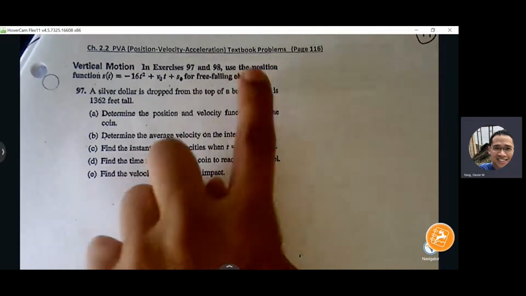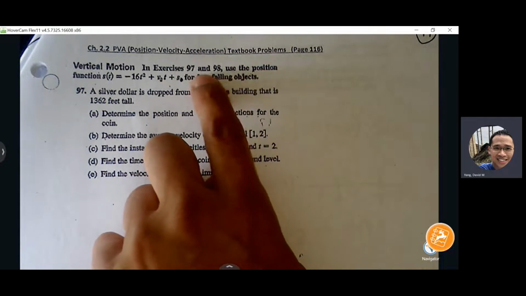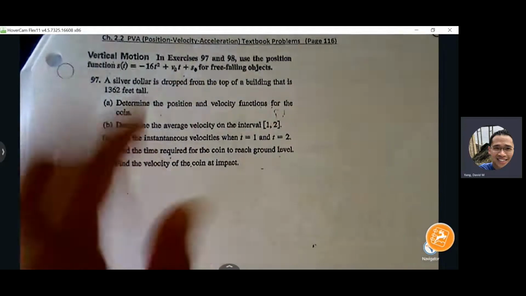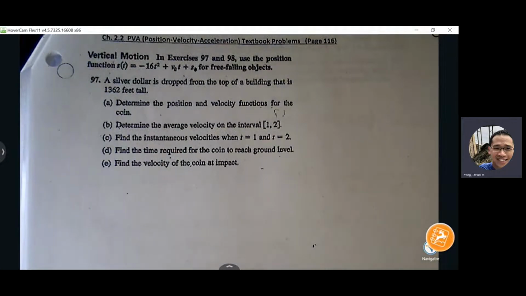So in your homework assignments, it has 97 to 100. So what I did was I just took those problems from your textbook and I just copy and pasted it to make it easier to work through since everything is on the same page.